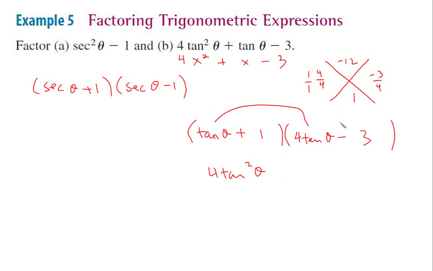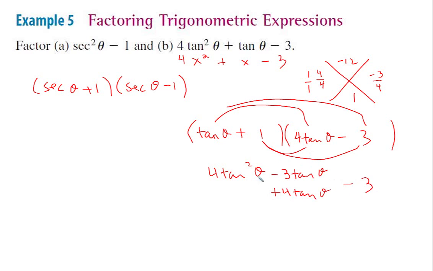So theta. And then we multiply here, we end up with negative 3 tangent theta. Multiply here, that's going to give us positive 4 tangent theta. Then multiply here, we get negative 3. So we get 4 tangent squared theta plus tangent theta minus 3. It's really the same stuff we were doing before with polynomials. So don't let the fact that you have tangent, sine, or cosine, whatever here, scare you.